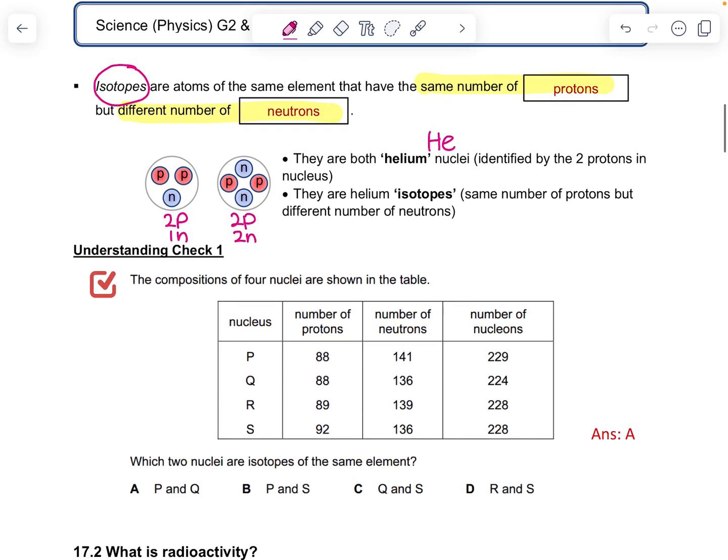One quick question: which two are isotopes? Isotopes have the same number of protons but a different number of neutrons. So the answer is P and Q.